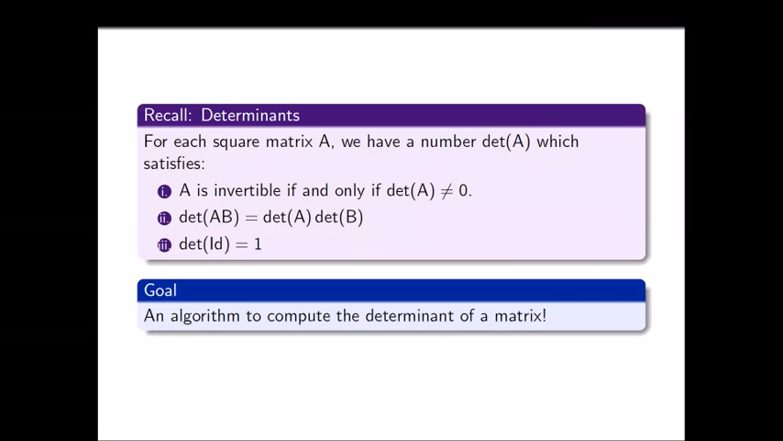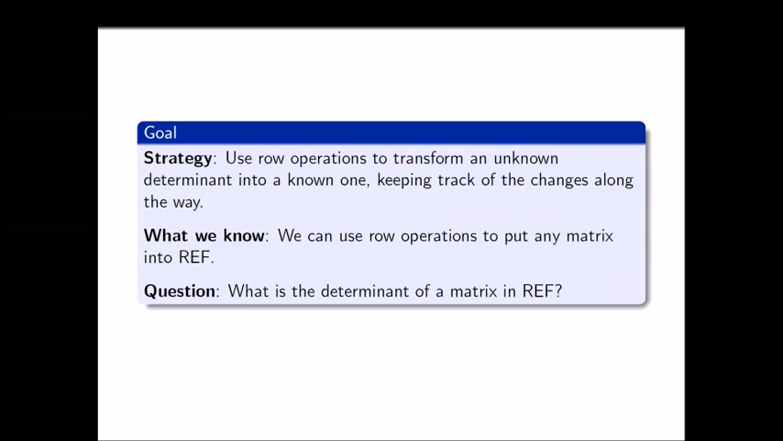So far, we have learned about determinants and some of their basic properties. In this episode, we're going to learn an algorithm to compute the determinant of a matrix. So the strategy we will use will be to use row operations to transform our given matrix into another matrix whose determinant we can compute very easily.